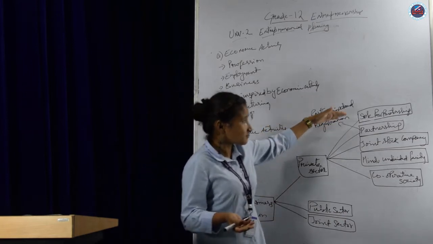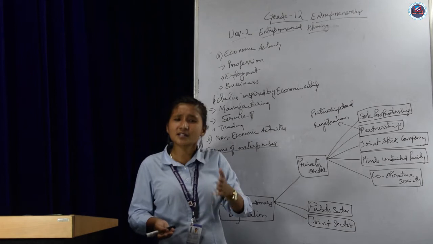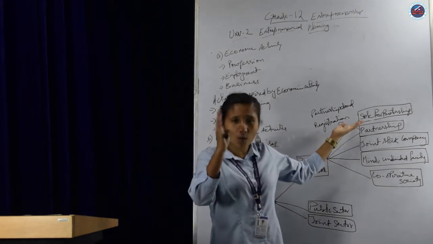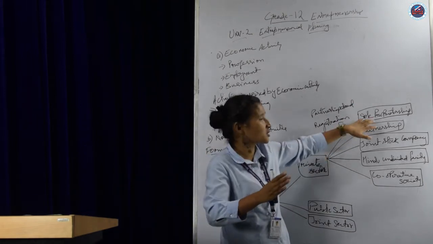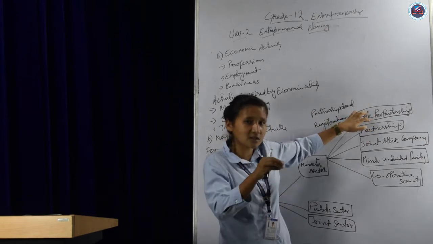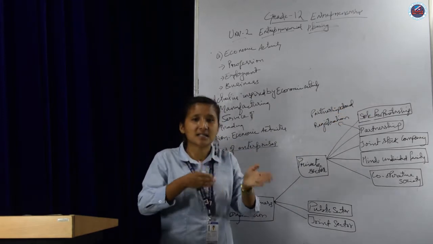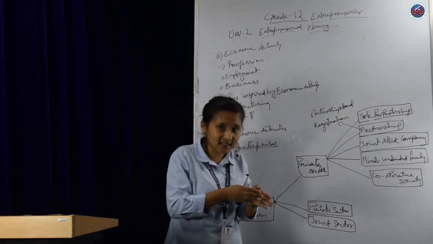Next, under sole proprietorship, we have the characteristics. The characteristics of sole proprietorship are: it can be one person owning that particular organization, it can be him alone investing in that organization, and it can be him alone facing the profits and the losses in that organization.